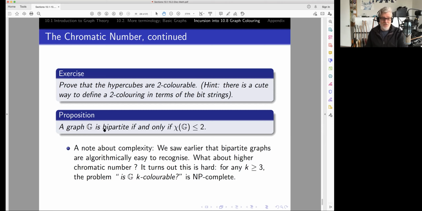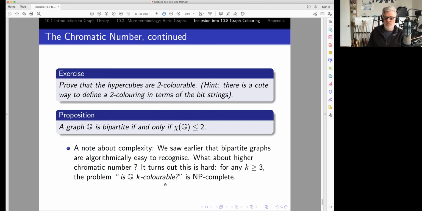Here I wrote: a graph G is bipartite if and only if its chromatic number is at most 2, because I've included the one-element graph, but you could write it equal to, it doesn't matter. What I was trying to say earlier, not so clearly, is that recognizing bipartite graphs is efficient. There's a very simple, very efficient algorithm to recognize bipartite graphs.